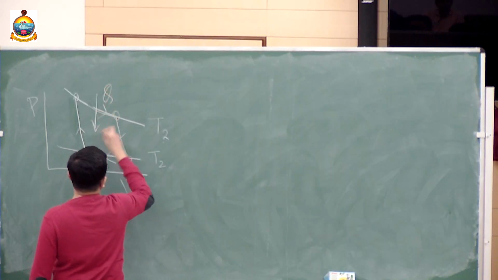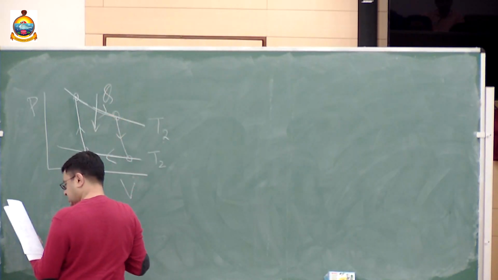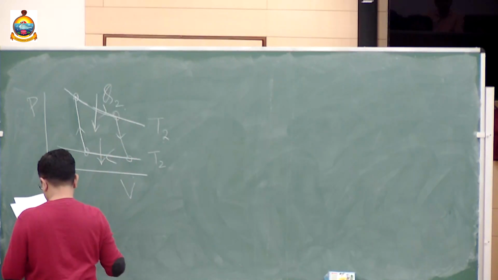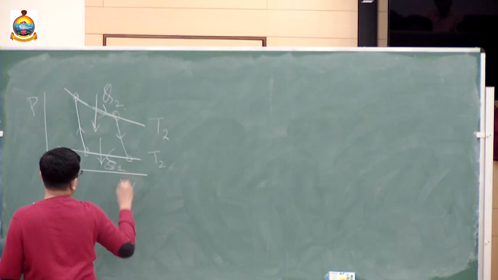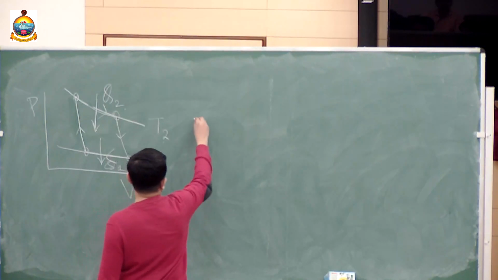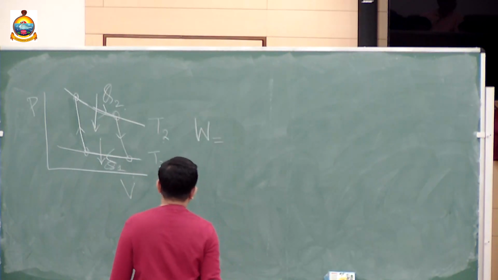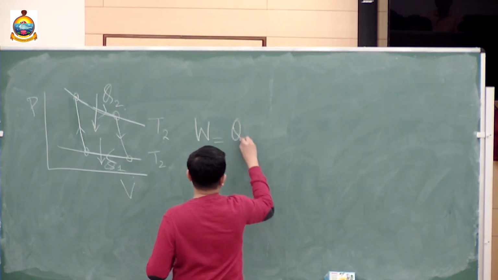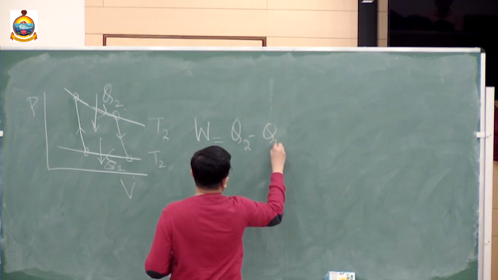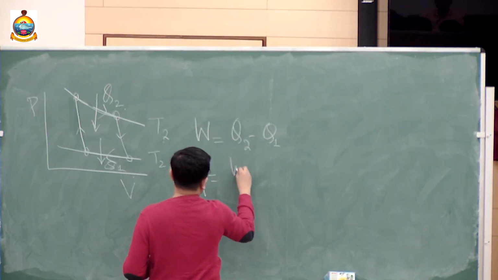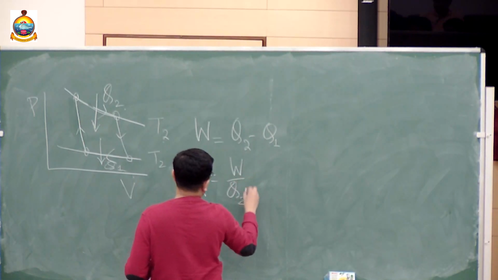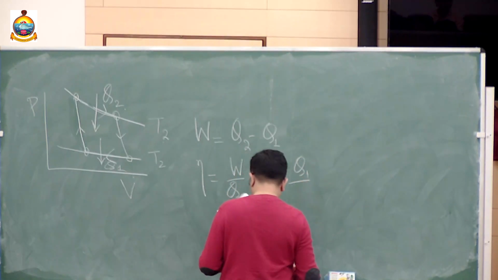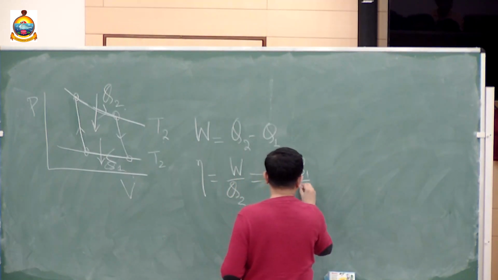In this process you absorb an amount of heat Q2 and release an amount of heat Q1. If W is the total work done by the system for this entire process, then W is equal to Q2 minus Q1, and the efficiency is just 1 minus Q1 by Q2.